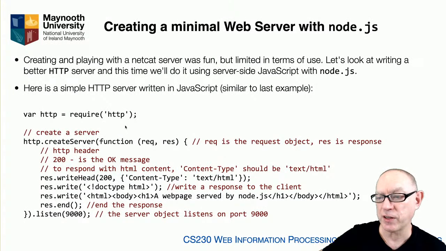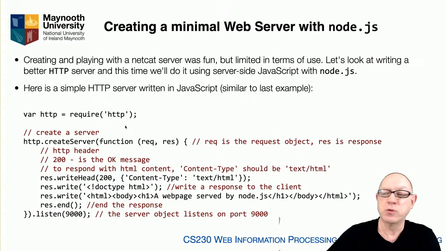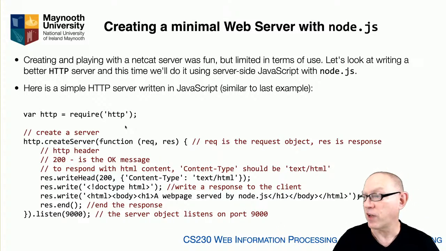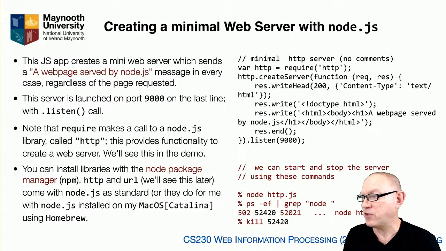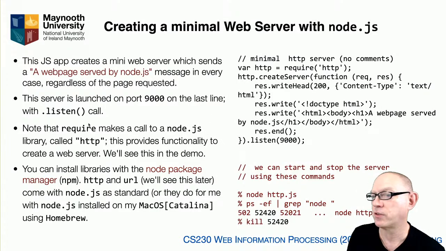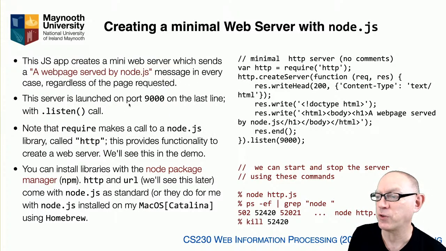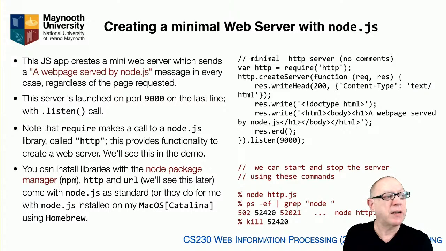So this is a server side. It was very easy to write a full-blown HTTP server written in JavaScript really, really nicely, using Node.js. Really what's happening here is that all it does is send a message, a web page served by Node.js. The server is launched on port 9000 on the last line of the code in this listen call. And then we use this require statement at the beginning to make a call to the Node.js library called HTTP. And that provides all the functionality to build this web server for us, so we don't have to do that. We saw it in the demo.